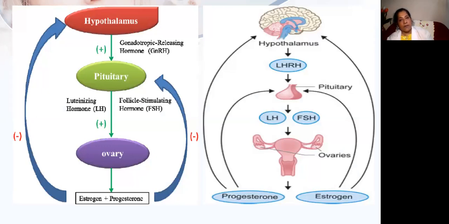So this is how from the hypothalamus, gonadotrophin-releasing hormone acts on the pituitary, releases LH and FSH. These in turn act on the ovary and cause secretion of estrogen and progesterone. Initial phase, follicular phase, there's development of follicle, more of estrogen. Then gradually with ovulation, secretory phase, more of progesterone. And both these estrogen and progesterone have a negative feedback on the hypothalamus, which controls the release of gonadotrophin releasing hormone.